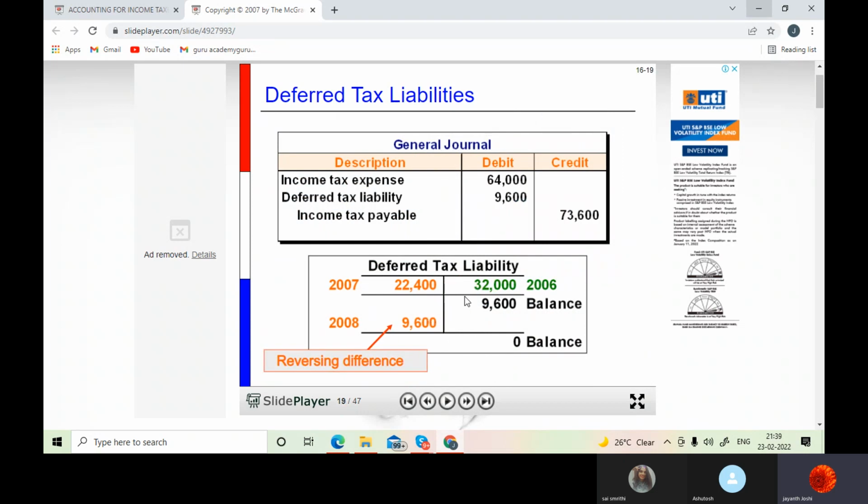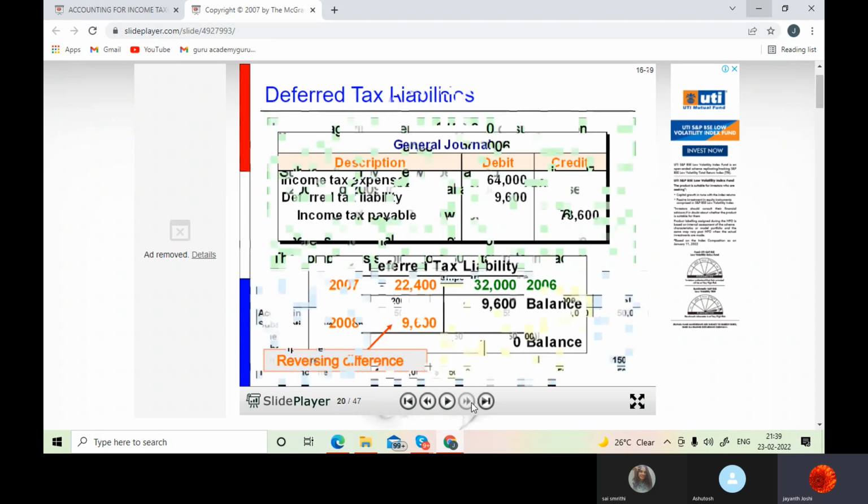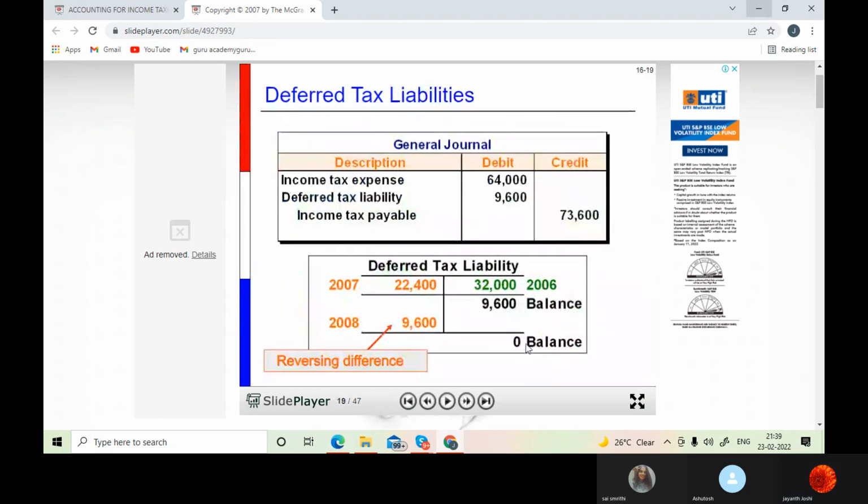So see here, 32,000 you were showing, 22,400 got reversed, this much was supposed to be reversed, and this much you got again, it got reversed. Okay, zero balance in this. Okay, so you can have a look through all this. We'll go for the next question, that is DTA, deferred tax asset. Okay.